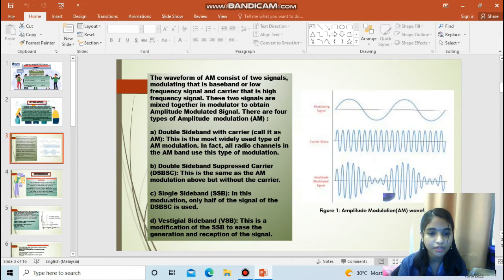The third one is single sideband, called SSB. In this modulation, only half of the signal of the DSB-SC is used. And the last one is the vestigial sideband, called VSB. This is a modification of the SSB to ease the generation and reception of the signal. That's all from me. Thank you, madam.